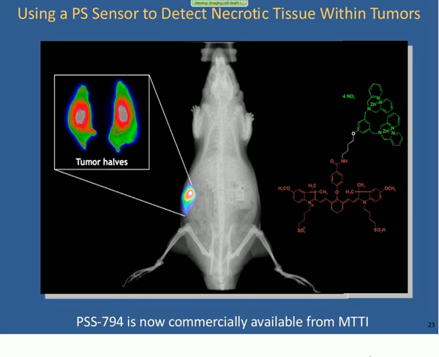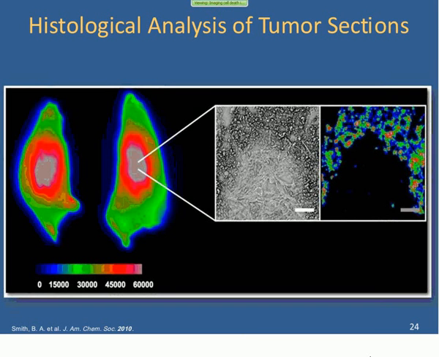Now, as part of the same studies, we also looked at prostate tumors growing in the flanks of rats, and when we took out the tumor and dissected it, we could see that most of the signal was coming from the inside of the tumor, which caused us to hypothesize that indeed we are finding the necrotic core and dead tissue within the tumor. I'll also add that PSF794 is now commercially available from a company called MTTI, which stands for Molecular Targeting Technologies Incorporated.